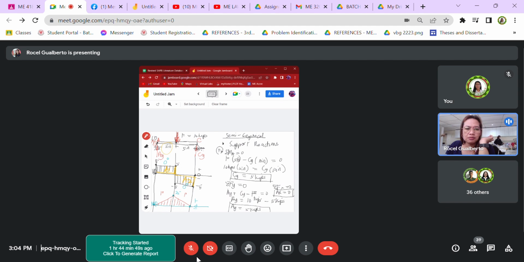This is the distribution. And then you identify the maximum moment. What is the maximum moment? 0, 25, 0. So that is 25 kip inch. This is the maximum moment, and that is what we will use in the flexural equation, which is equal to MC over I. Did you get it? Did you follow?